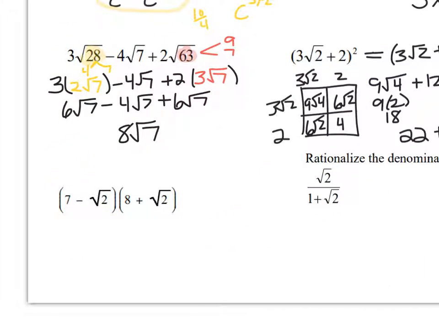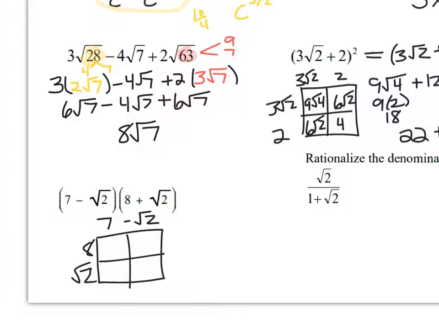I have another multiplication problem, so I'm just going to use my box again. 8 times 7 is 56. Negative 8 root 2, 7 root 2, and then negative square root of 4, which is just going to be minus 2. So I get 54 minus square root of 2.